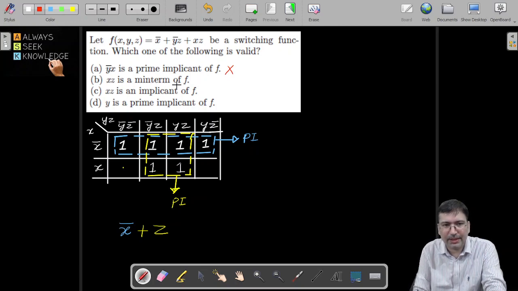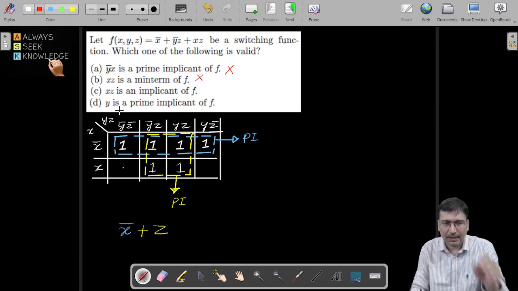xz is a minterm of f. So xz is not a minterm of f. Where is xz? X and there is z. So there are two places where we have xz, but when you consider it as a minterm, you don't have xz as a minterm, right? Because finally you are getting this, right? So that will also not be true. So let me cross this one also.